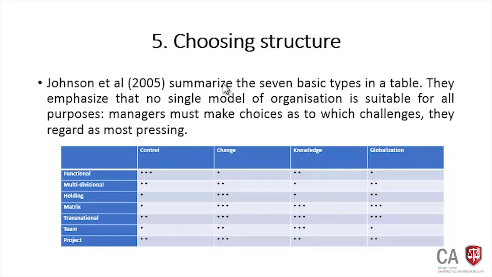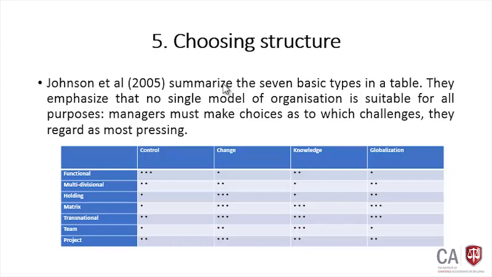Then under topic number 5, we are going to look at some of the factors to be considered when we are choosing a structure. Johnson and others summarize the 7 basic types in a table. They emphasize that no single model of organization is suitable for all purposes. You see, there is no single model which can be used for every occasion. It will differ from one purpose to another. So managers must make choices as to which challenges they regard as most pressing.